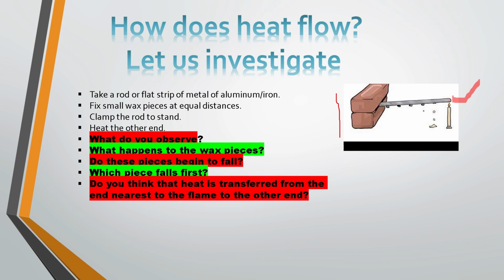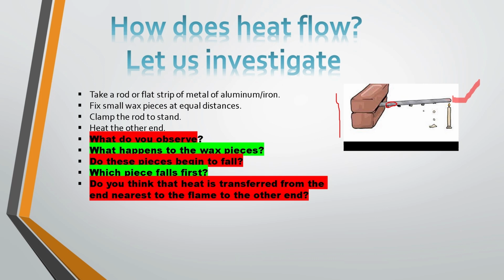So what do you observe? What happens to the wax pieces? Do these pieces begin to fall? Yes. But which piece falls first? Which wax piece will fall first? The first one. So what do we find? We find that the heat is transferred much faster to the wax pieces nearest to the flame than to the pieces far from the flame.